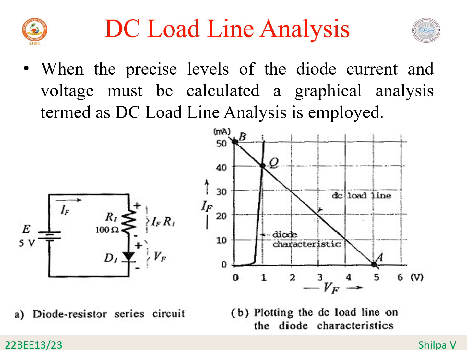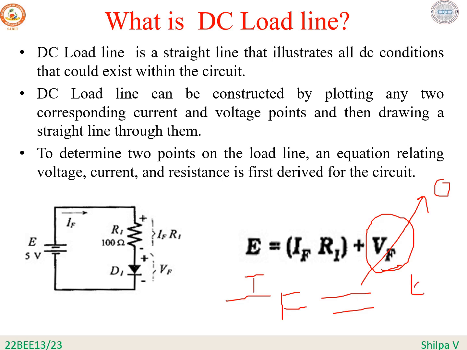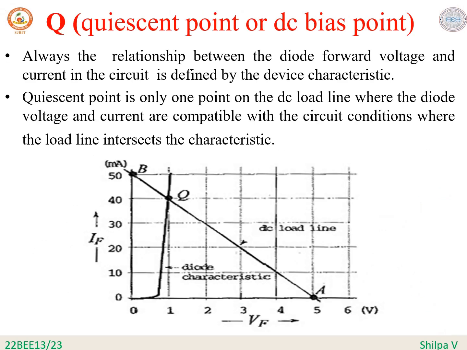Apply KVL to this. You substitute Vf is equal to 0. So if Vf is equal to 0, what do you get? E is equal to IF into R1, that is E is equal to VR1. Rewrite this equation for IF. You substitute Vf is equal to 0 and write this equation for IF. So what is IF? E divided by R1. So this is what you get when you give Vf is equal to 0.